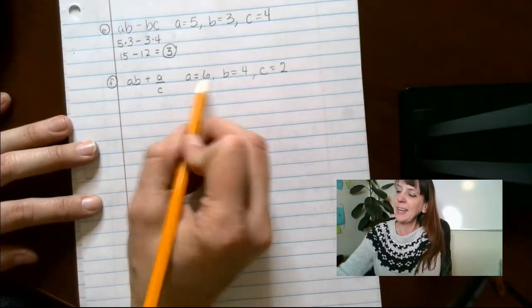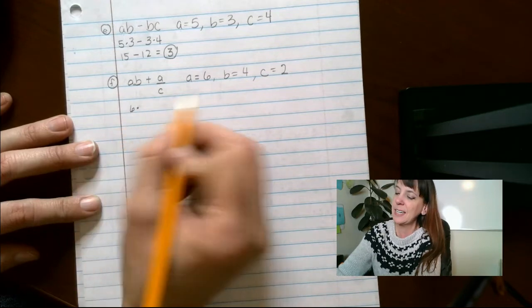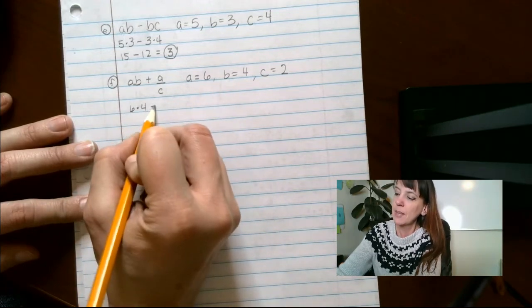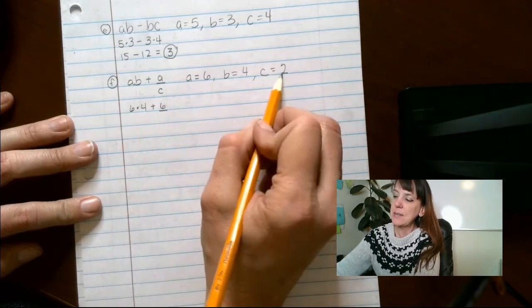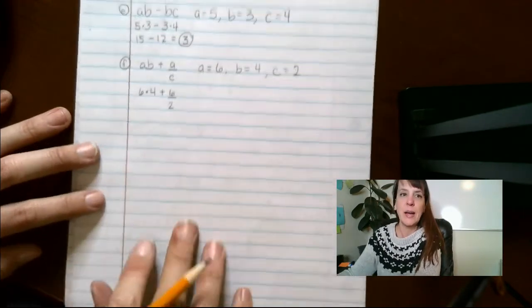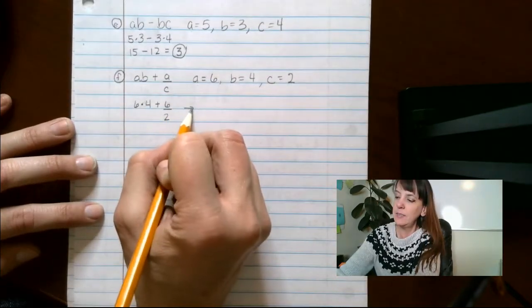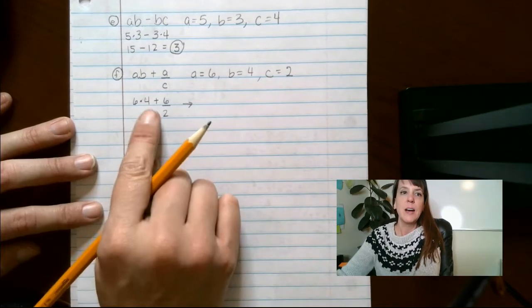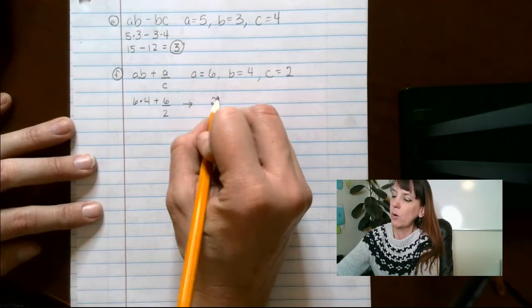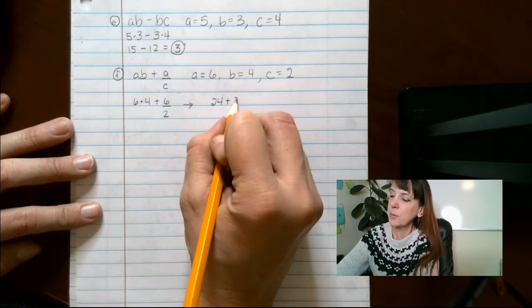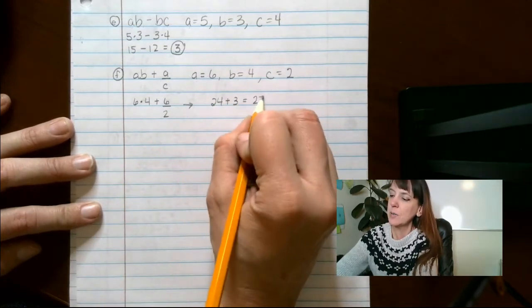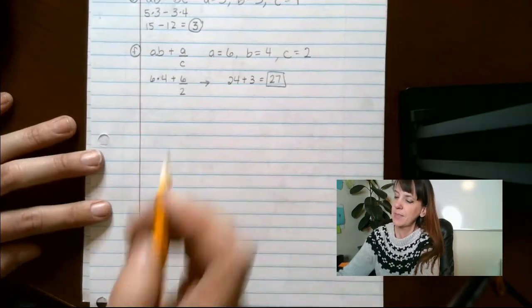Okay, so A is 6, so we're going to do 6 times B, which is 4, plus A, which is 6, over C, which is 2. All right, looking at that problem, we can simplify that down. 6 times 4 is 24, plus 6 divided by 2 is 3. So that's going to give me 27.